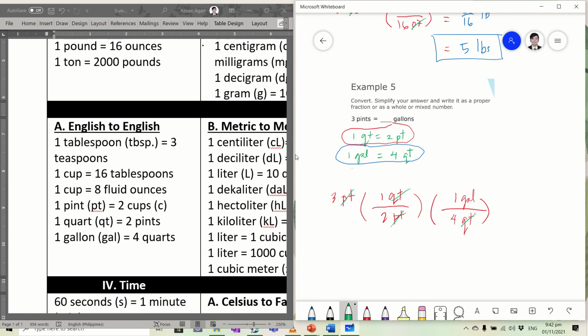So there you go. What is left is what? It's just the gallon. No more quarts, no more pints. So you just have to multiply the numerators because those are fractions. Numerator times numerator. So 3 times 1 times 1, that's a 3. Then denominators, denominator times denominator, 2 times 4 is 8. So the answer is 3/8 gallon.